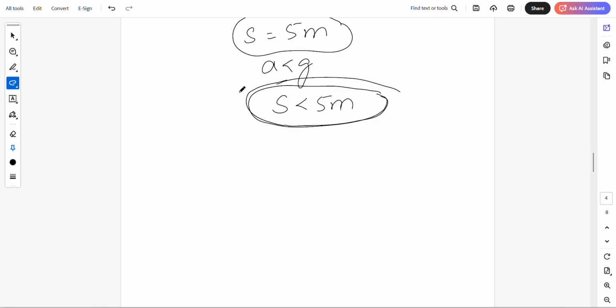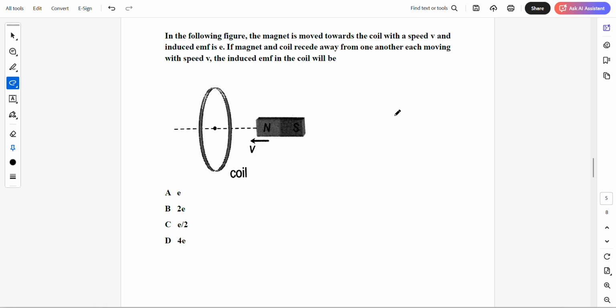Okay, we'll go to the next problem. In this problem, it is saying, in the following figure, the magnet is moved towards the coil with a speed v and induced EMF is E. If magnet and coil recede... Now this is induced EMF. Always induced EMF is proportional to relative speed, v relative.